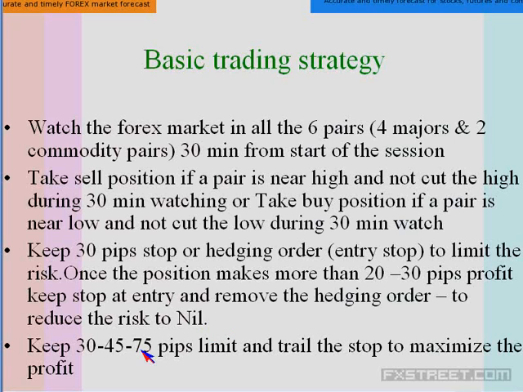Then once the position makes profit, you can keep a 30 pips stop or 30 pips limit or 45 pips limit or 75 pips limit and use that stop as a trailing stop in a profit making position and try to maximize the profit. And the limit you can move away from the market, calculating the different levels the market can move. I explained it in my trading system webinar that you can raise it up to that level of 150 pips net permissible level of that particular day as a limit level, then trail the stop so that you will be able to maximize the profit.